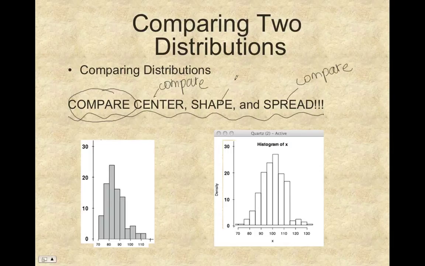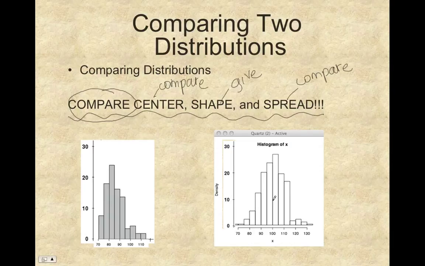But for shape, you're just going to give the two shapes, okay? Don't say one is skewed righter than the other. That just sounds silly. All right, so hopefully you can see the x-axis on these. On this one, it starts at 70. It goes up to like 115, 120. A lot of the bars are in the 80 to 90 range. This second histogram starts at 70, goes all the way up to 130, and most of its bars are in the 100 to 110 range.